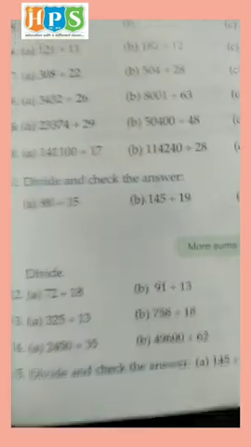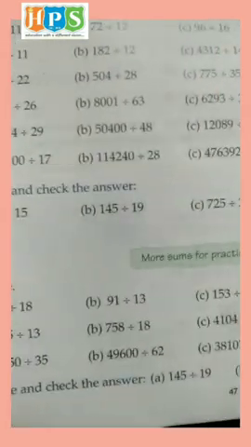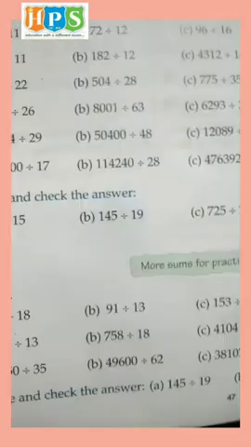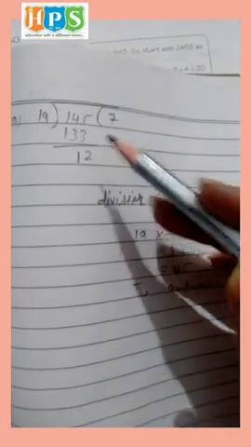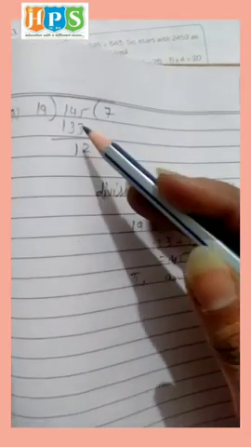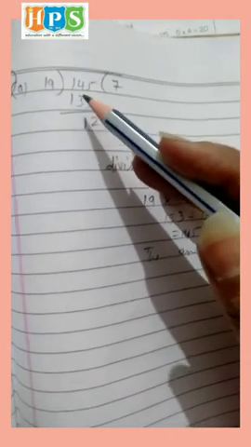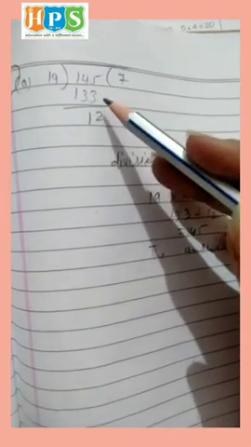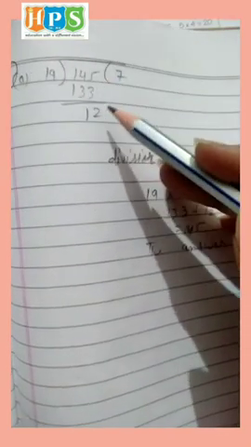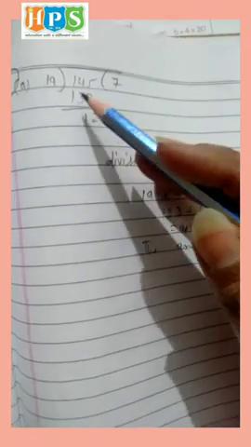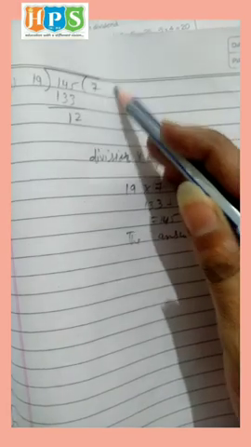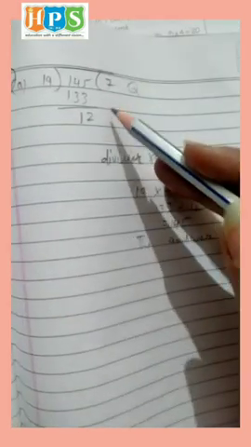Question number 15. Divide and check the answer. 145 divide 19. 19 7s are 133. So we can subtract 145 minus 133. 15 minus 13, 2 and 14 minus 13, 1. So quotient is 7 and remainder 12.